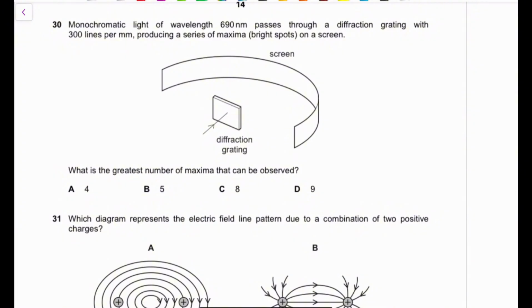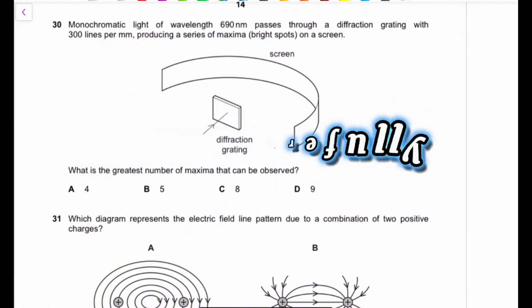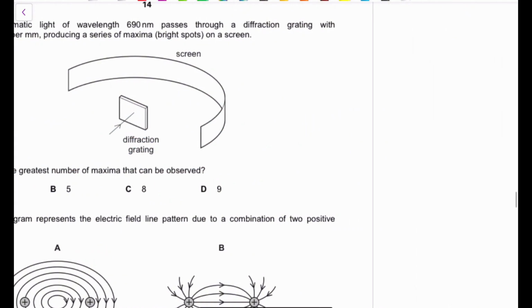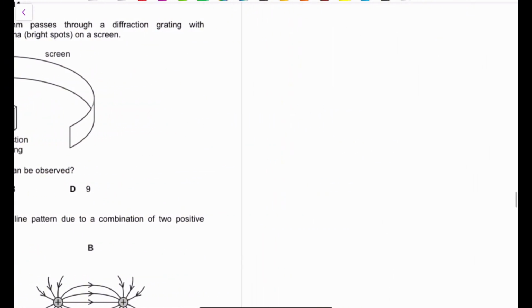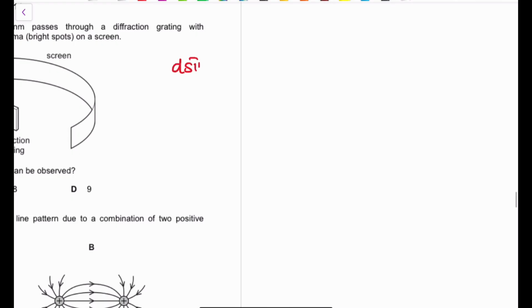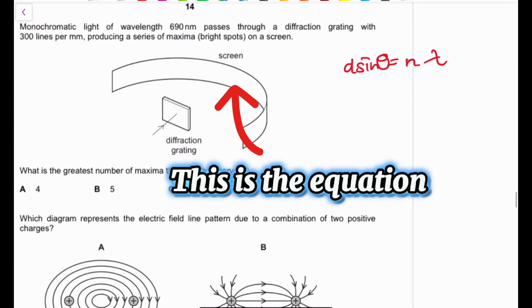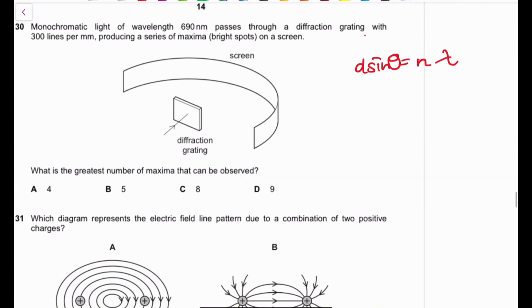Monochromatic light of wavelength 690 passes through a diffraction grating. Before you go any further, whenever you see the word diffraction grating, one equation and one equation only must come to mind: d sine theta is equivalent to n lambda. You're going to use this in some way whenever you see a diffraction grating. It's going to be applied in one way or the other.